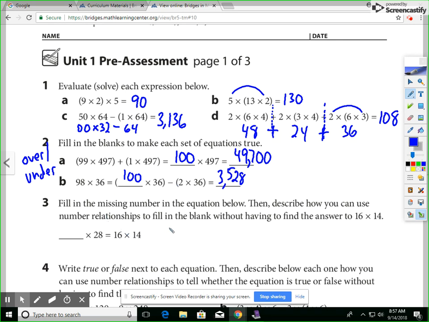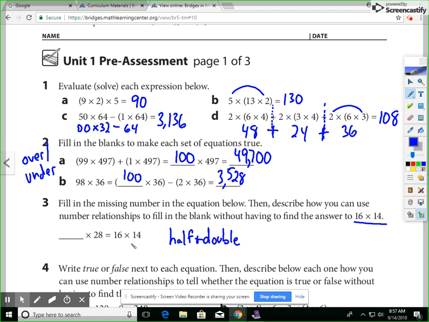And number 3, fill in the missing number in the equation below. Then describe how you can use a number relationship to fill in the blank without actually having to solve 16 times 14. So again, this one is definitely using, for your description, you might just write double and half. And I promise the post assessment is the exact same question. We'll call it half and double. That's what we've been calling it, half and double. It's going to be focusing on half and double. If you write that for your explanation, that is all I need to see.